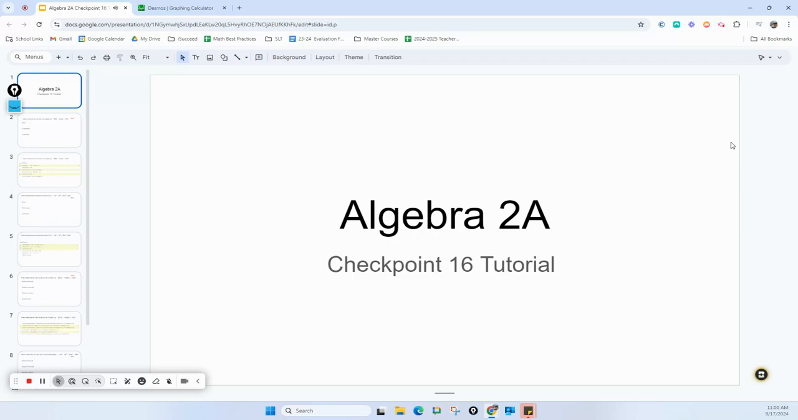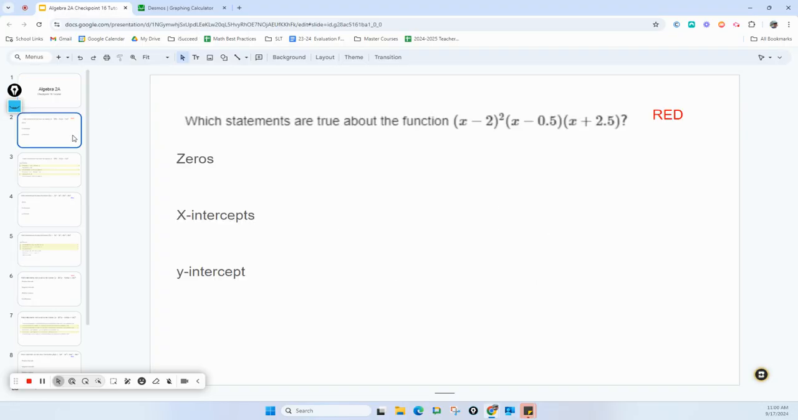Hey Algebra students, this is a tutorial where we're going to walk through some of the questions that come to you in checkpoint 16. As a heads up, before we jump into these questions, they might be rearranged, so just make sure that you're looking at the same problem that I am.